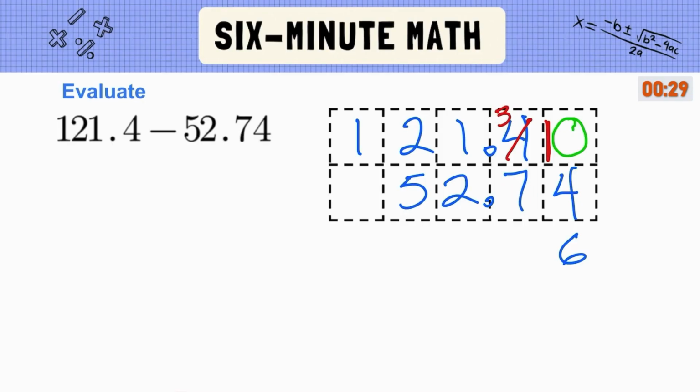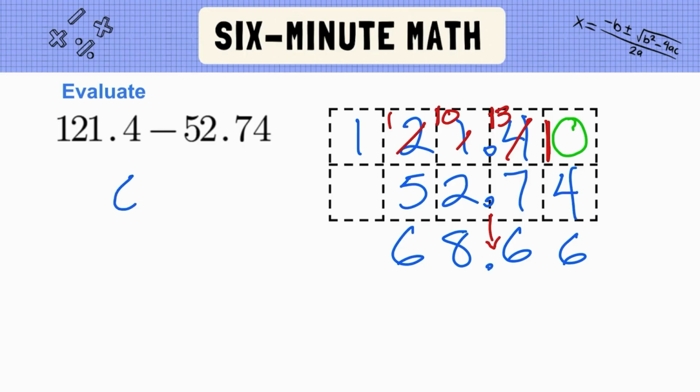3 minus 7 I can't do, so I'm going to borrow from next door. 13 minus 7 is 6. I can't do 0 minus 2, so I'm going to borrow from next door. 10 minus 2 is 8. And lastly, up top, I have 11 minus 5 is 6. And let's drop that decimal into position for 68.66.